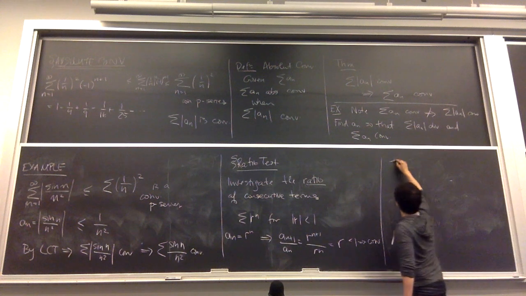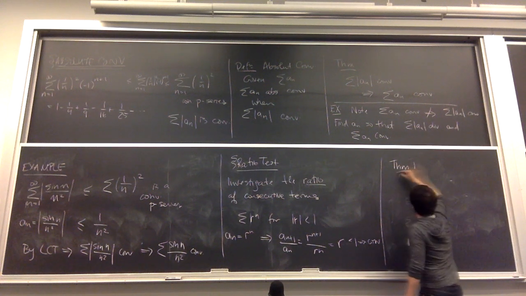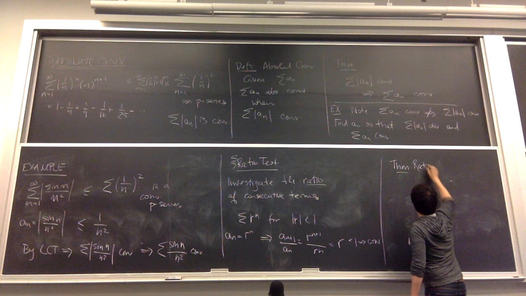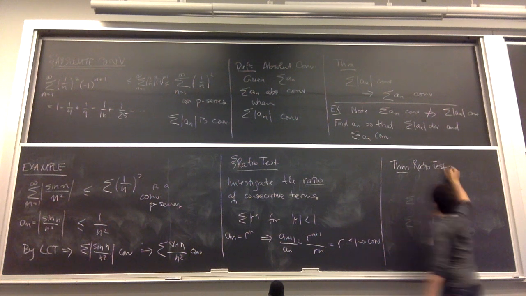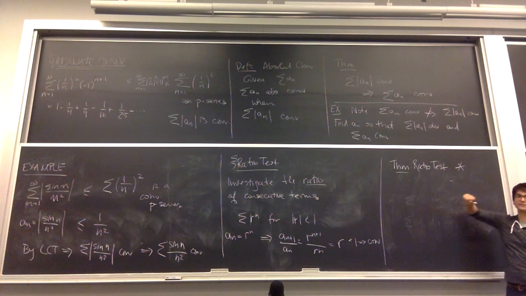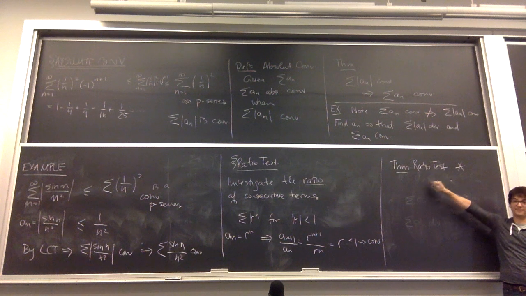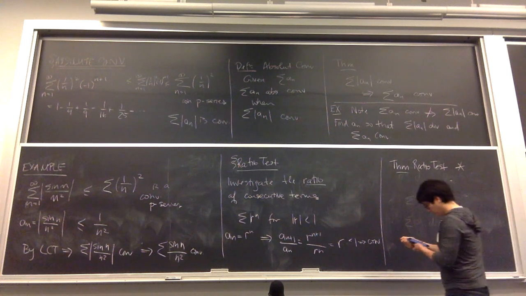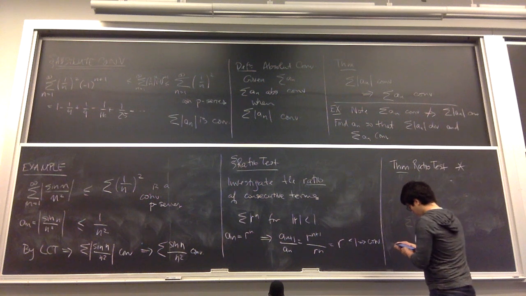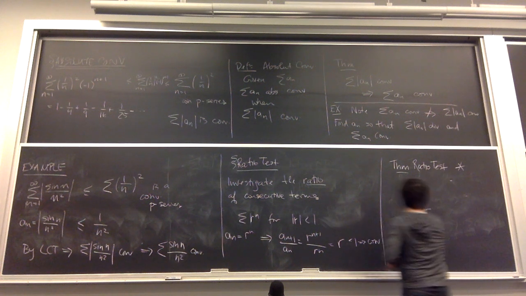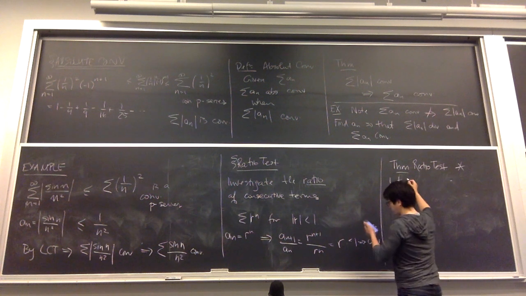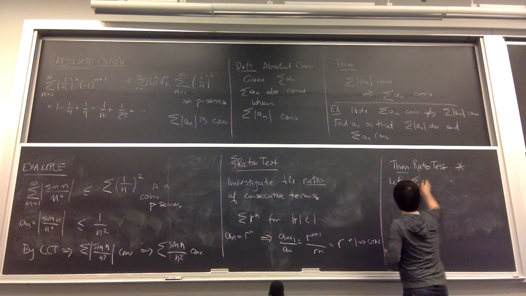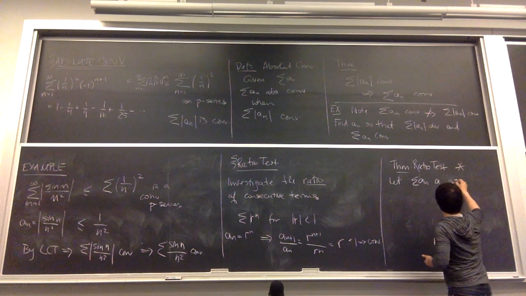So here's something called the ratio test. This is an important one. This one works a lot. Right? This is one of the main tools in your toolkit. Okay, so this breaks into 3 pieces. So let this be a series.